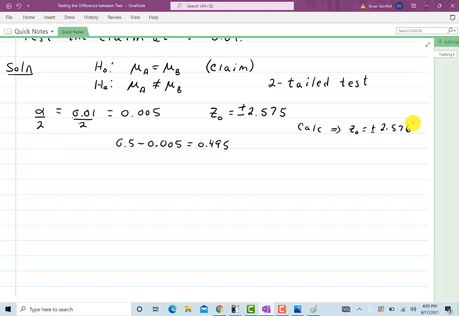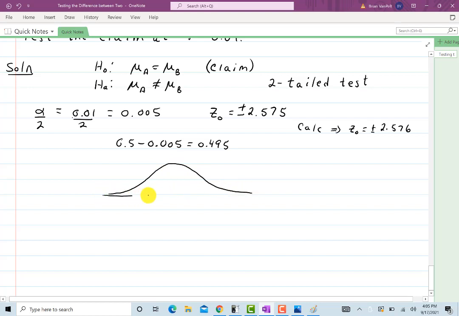So what do I have? Let me draw a picture. Let's see, I've got 2.575, and then I've got negative 2.575, or 6, whatever it is you want to use. These are our rejection regions. And now let's take a look at my test stat.